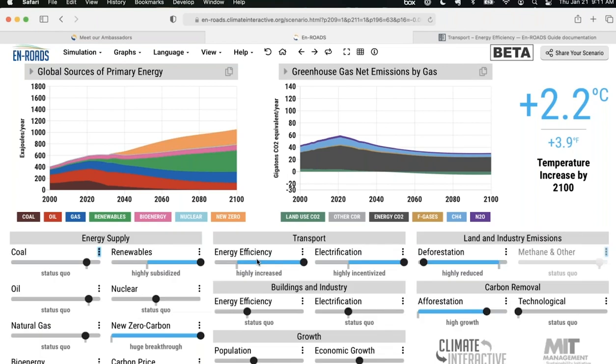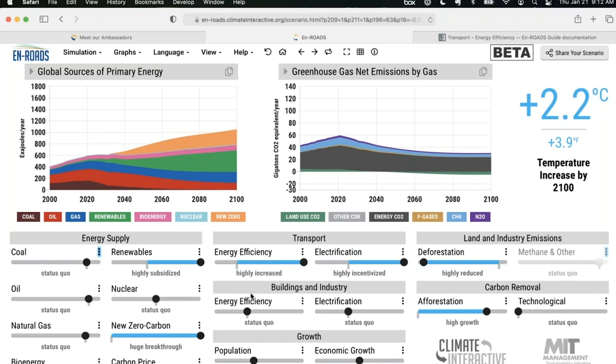So we have a lot of sliders. We are adding more with our monthly updates as we come up with new features, and we are listening to all of you out there in terms of where the conversation is happening when it comes to climate action and climate solutions, and how we can set up En-ROADS such that it is relevant for that. So that's definitely something we keep in mind.